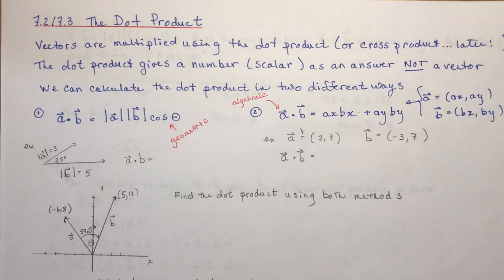7.2 and 7.3 cover the dot product. They talk about both the geometric and algebraic vectors, so I'm going to do those together because I think it makes more sense. And they also talk about vectors in three dimensions, which is pretty much the same as two dimensions, except you just do one more calculation for the third variable. So you would have something like x, y, z. We'll talk about those a little bit later.